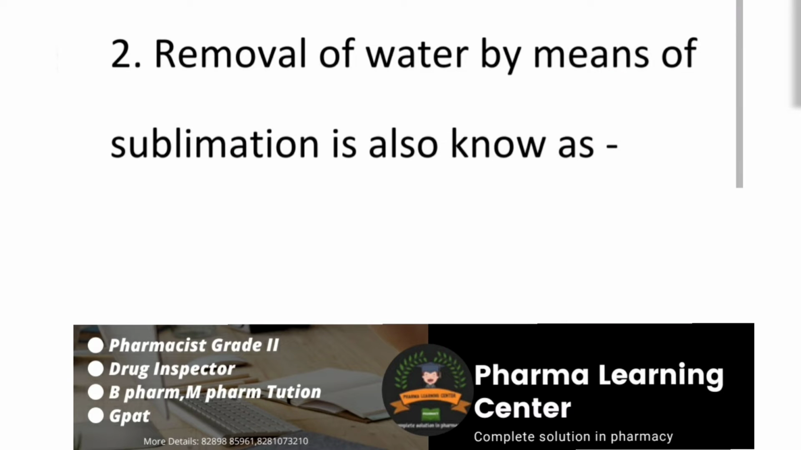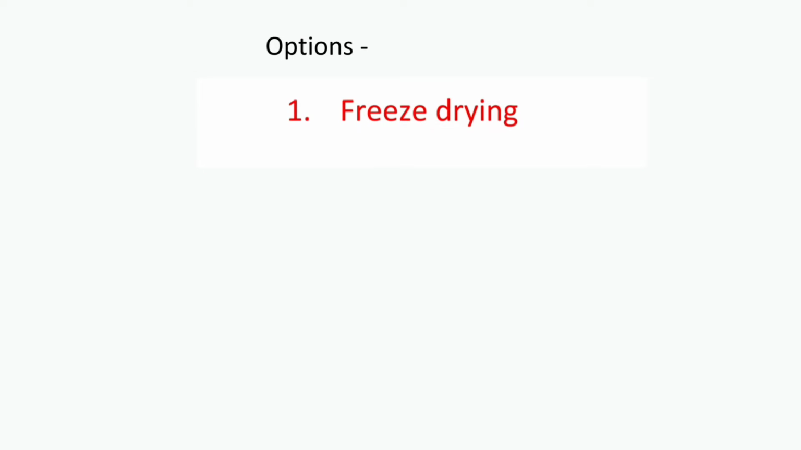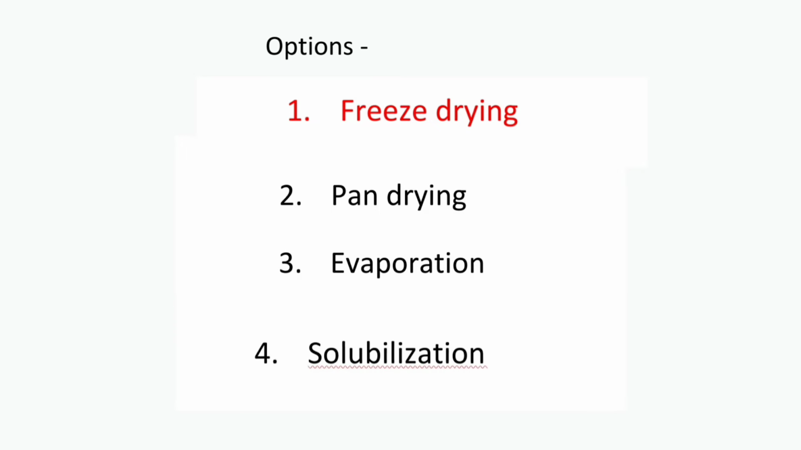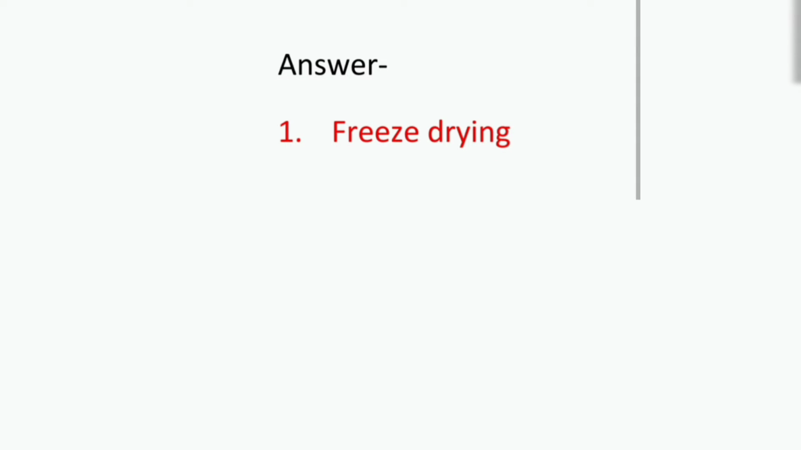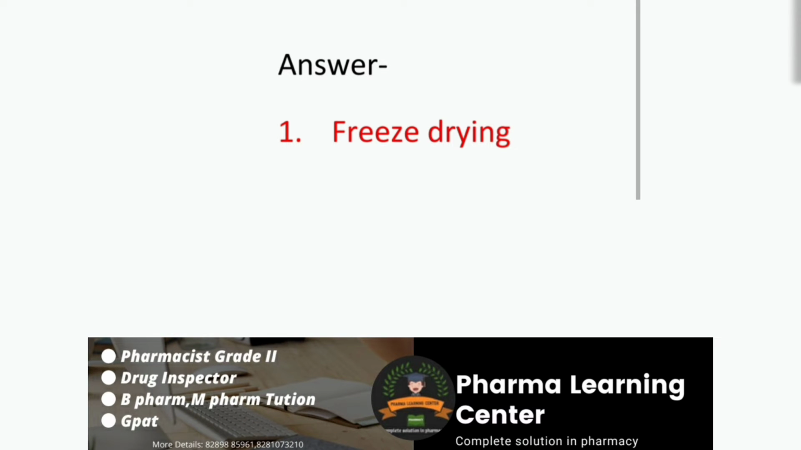Then the second question is, a removal of water by means of sublimation is also known as option A, freeze drying, option B, pan drying, option C, evaporation, and option D, solubilization. The answer is freeze drying. Freeze drying is otherwise known as lyophilization, in which the product is completely frozen initially, then placed under a high vacuum condition.